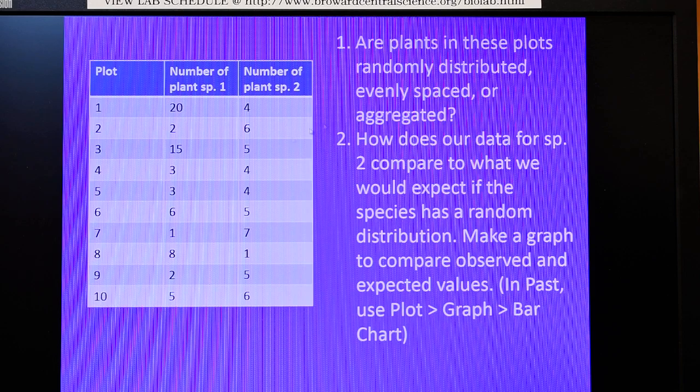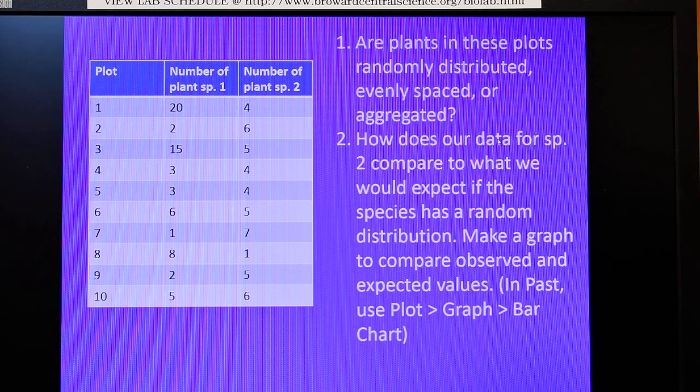Well, they both look a little random, but are they really? Are they evenly spaced? These to me look a little evenly spaced. Or are they aggregated? In other words, you have a few plots where you have large numbers of them and other plots where there aren't so many. These are really important population parameters that biologists tend to be interested in.